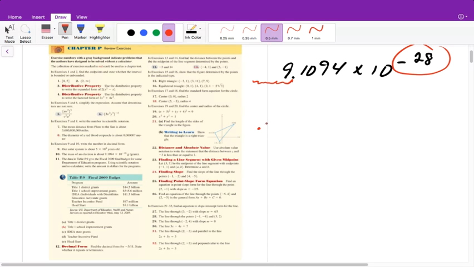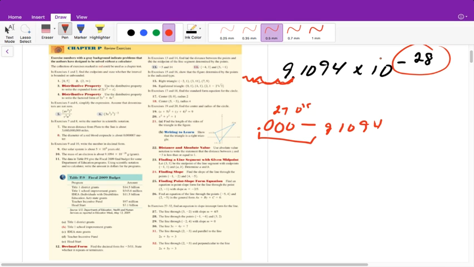I'm not going to actually write this out, but it'll be 0.0 27 times and then 91094. So we would move this 1 and then we would move it 27 more times. So we would have 27 zeros, and then we would have 91094. If you want to remember, when it's negative, that means we move it to the left. If it's positive, we move it to the right.